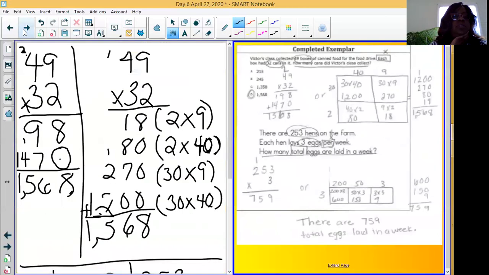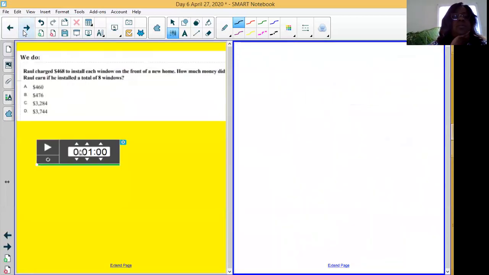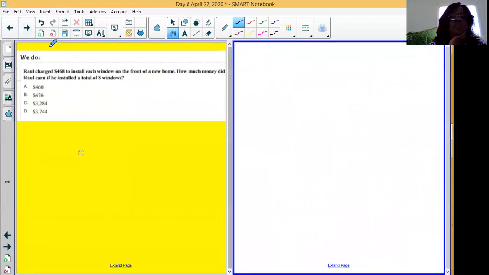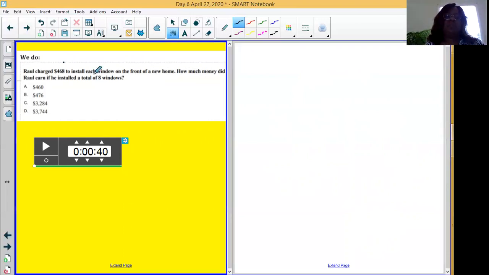Go to your first redo. It may be on the back of the page that you just completed. So if you don't see it, look on the back of the page that you just completed. Our redo reads, Raw charged $468 to install each window on the front of a new home. How much money did Raw earn if he installed a total of 8 windows? First thing I'm going to do is underline my big question. How much money did Raw earn if he installed a total of 8 windows?